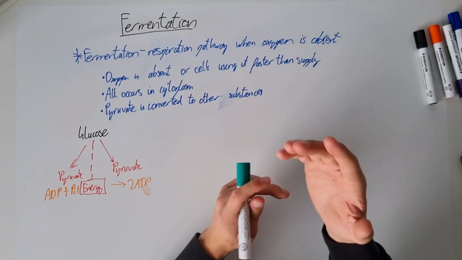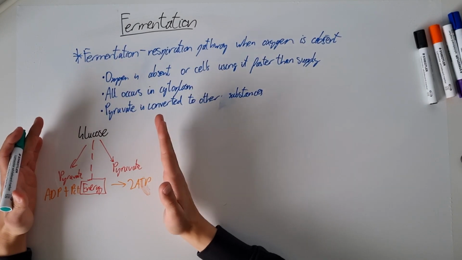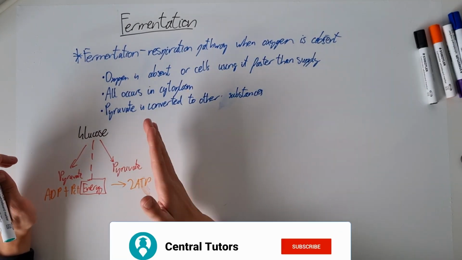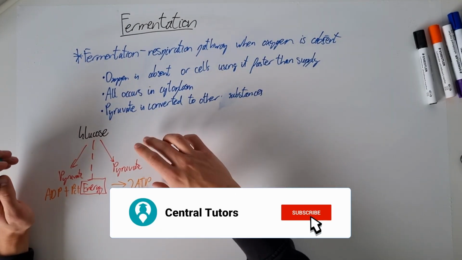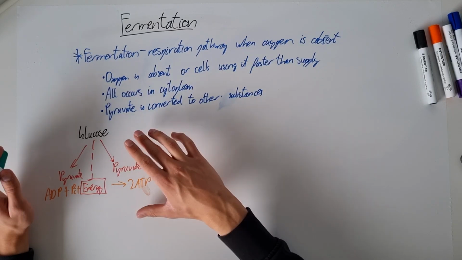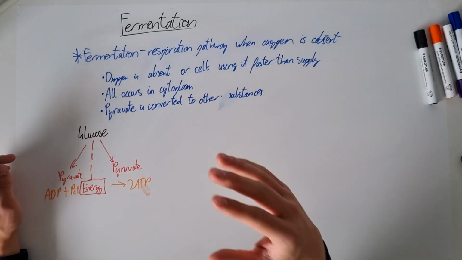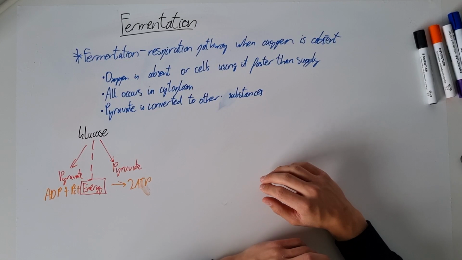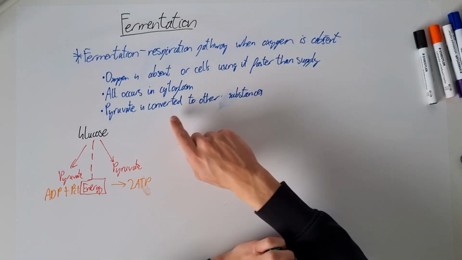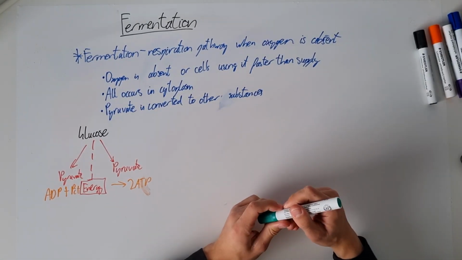Because if you remember, the first stage we have here, that can still happen in fermentation because it doesn't require oxygen. The first stage happens without oxygen in aerobic respiration as well. But it's the second stage that uses oxygen. So that part, the breakdown of the pyruvate, that's the part that's going to differ.